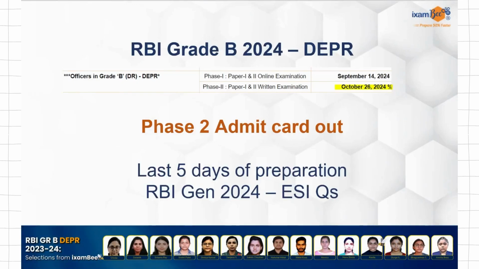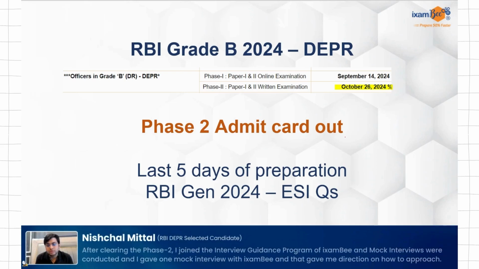RBI DEPR Phase 2 exam is now almost there. The admit cards are out. If you have still not downloaded, then please go on the RBI's website and download the admit cards. The exam will happen on the same day in 2 shifts, paper 1 and paper 2.